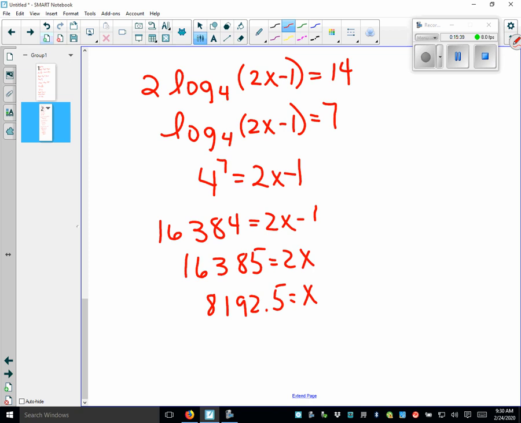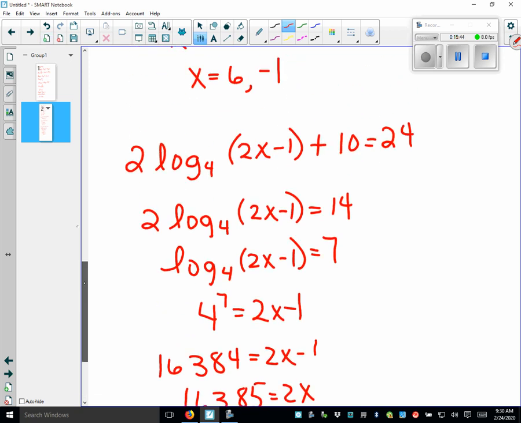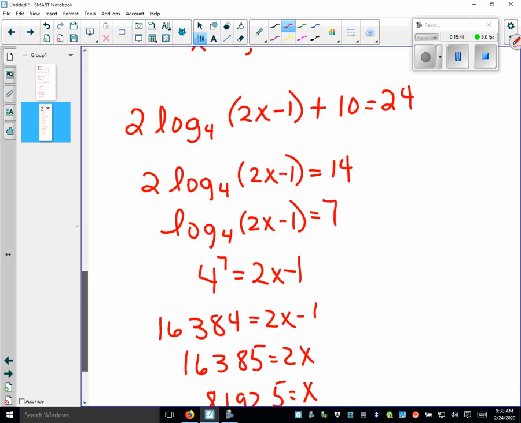Check to see if it makes something negative. And here is my original problem. And I think we're good. What do you think? Think you're good?